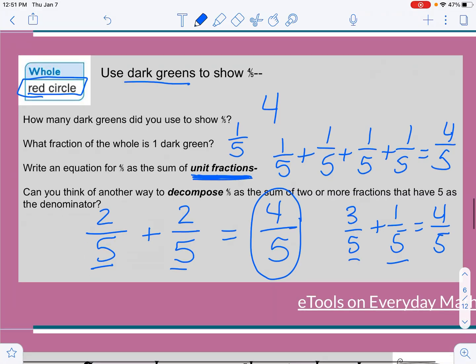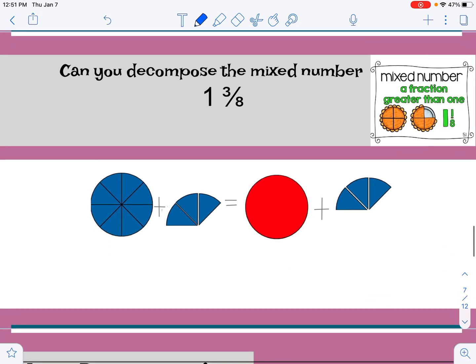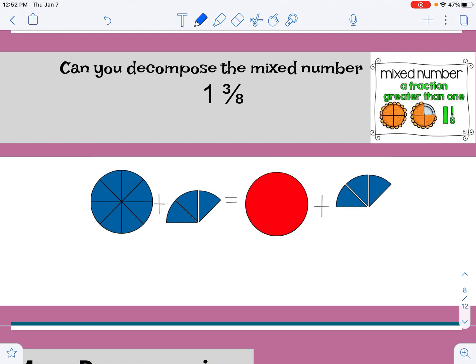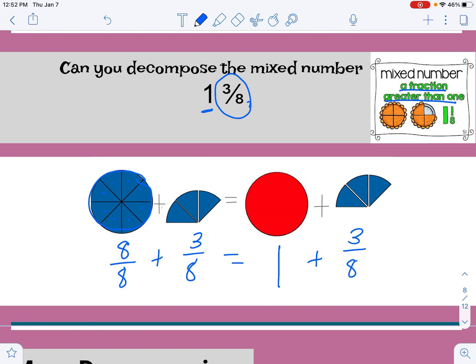Okay, going back. Now let's look at mixed numbers, decomposing the mixed number. When we think about a mixed number, that means we have a whole and a fraction combined. Okay, and so it's a fraction that's greater than 1 whole. So look at this picture here. Here's our 1 whole, but if we broke it down, it's really made up of 8/8 plus 3 more 8s. So I can think about this as 8/8 plus 3/8, okay? And that's the same thing as 1 whole plus 3/8.